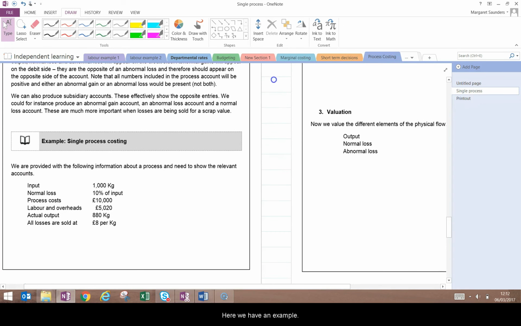So here we have an example. We input into the process 1,000 kilos. Our normal loss is 10% of the input. Our process costs, so that's in this example the material costs, are £10,000. Our labour and overheads, £5,020. Actual output, 880 kilos. And those losses can be sold at £8 a kilo. So this is our scrap value.